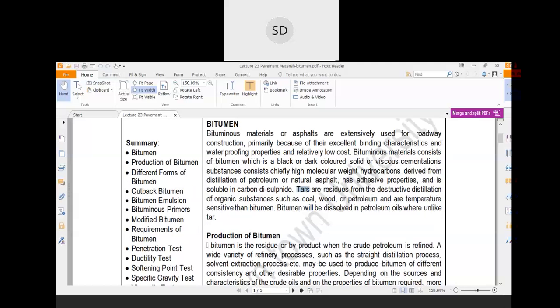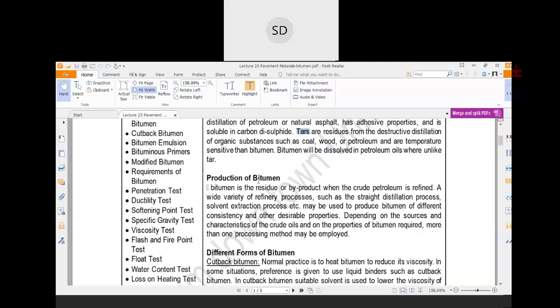Now, there are different types of bitumen, and in the production of bitumen, it is discussed how bituminous material is processed. There are different processing techniques for bitumen. As the crude oil changes, the properties of the bitumen also change, and as per the requirement of the construction, the production of bitumen also changes from time to time.